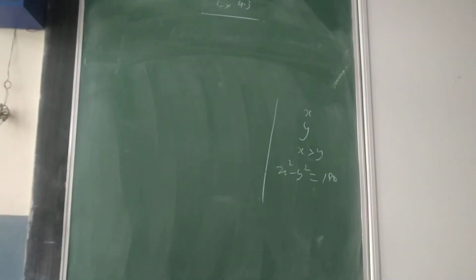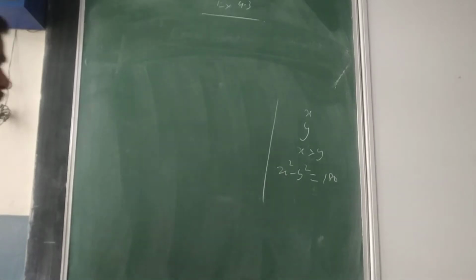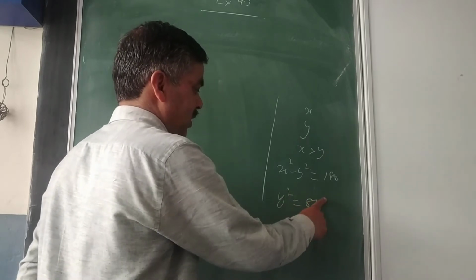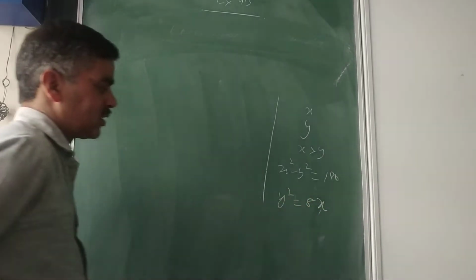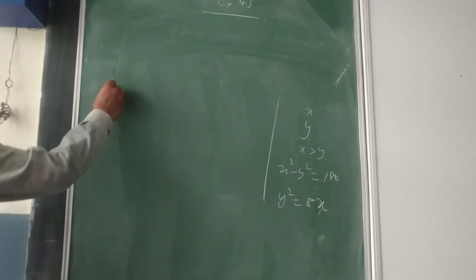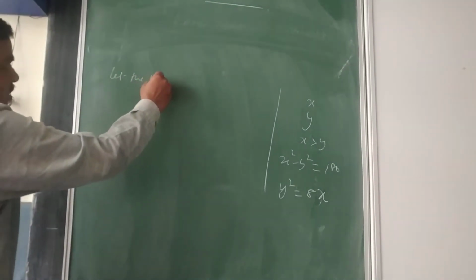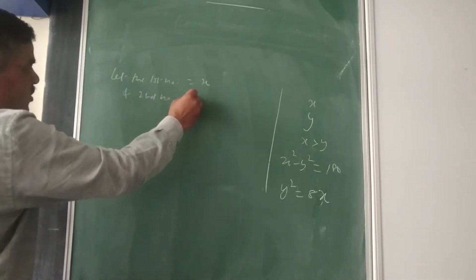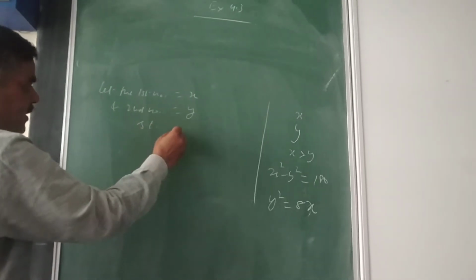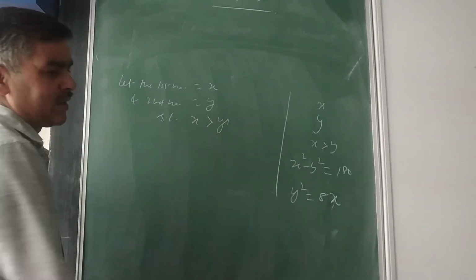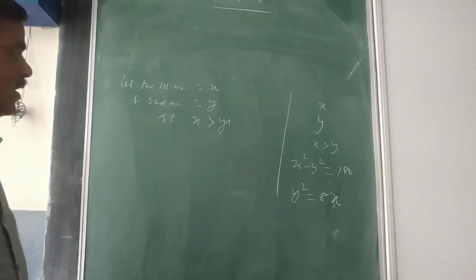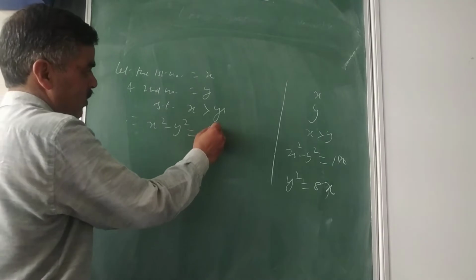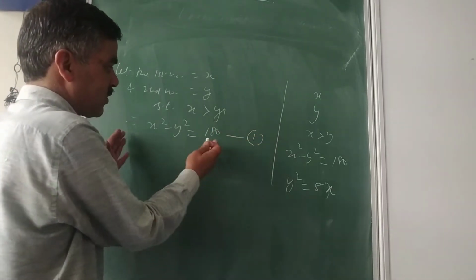The square of the smaller number is 8 times the larger number. Now this is the smaller. So also given y square is equal to what? Larger number means 8x. It is given. So let the first number be x and the second number I am taking is y. Make it very clear such that x is greater than y. So therefore your x square minus y square will be equal to 180. You give it number 1. This is the first condition.